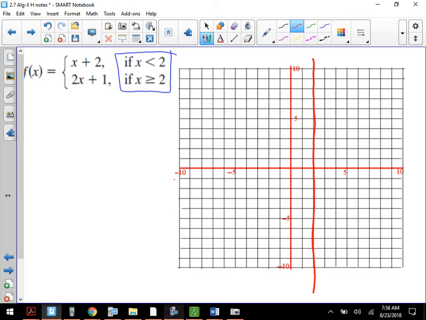X plus 2. What's your y-intercept? What's your slope? 1. So I start at 2, slope of 1, I go all the way up, and I go all the way down. This is the time when I do piecewise functions that I like to fill my graph going in both directions.